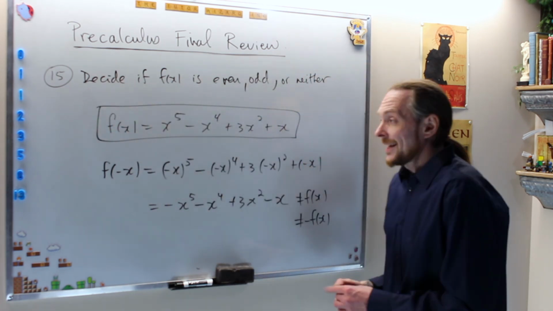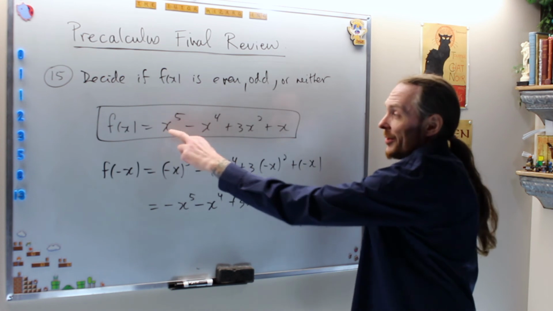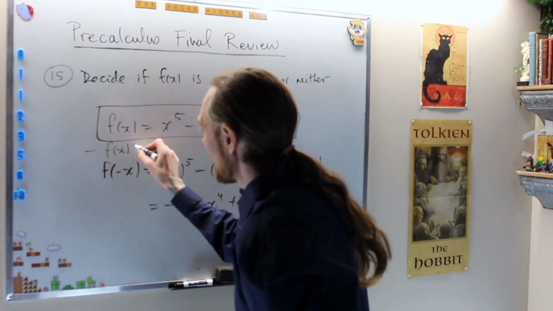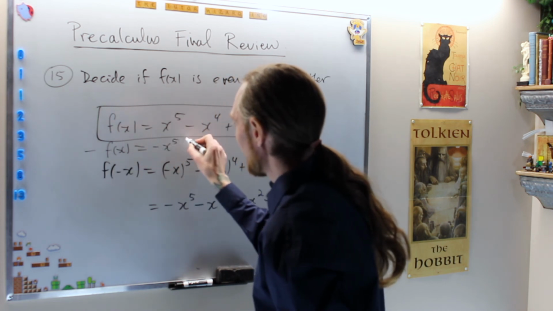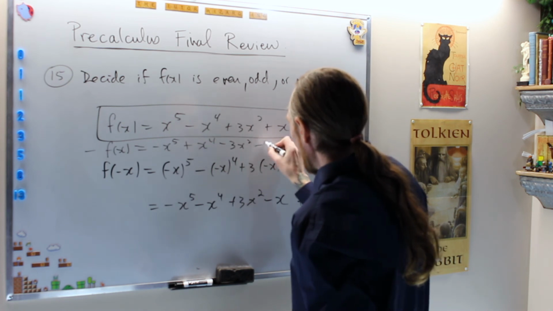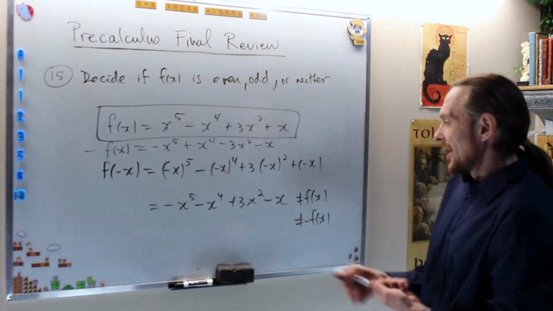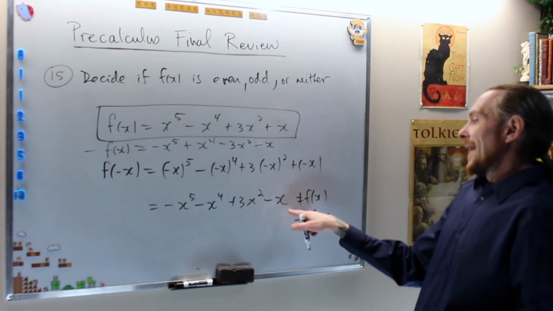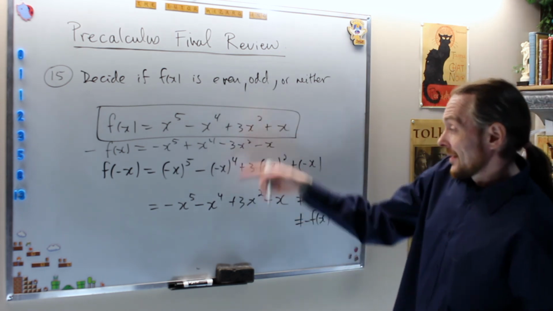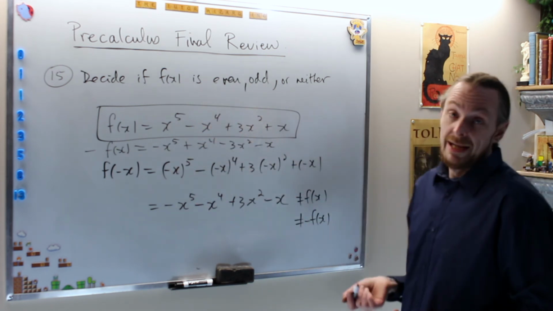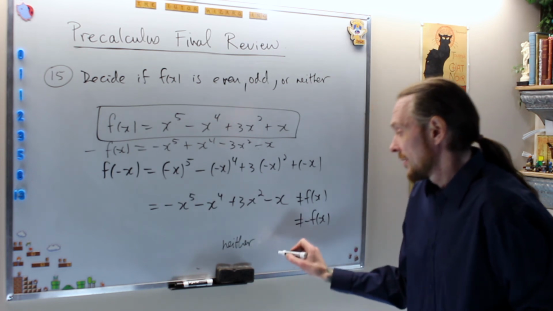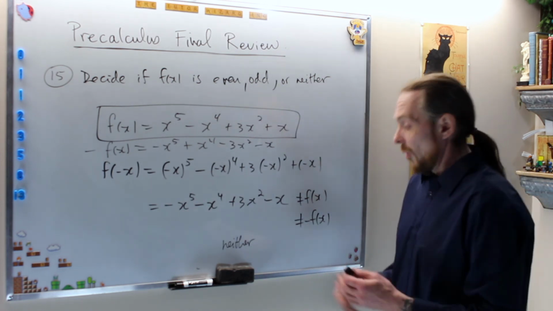If you look at it for a second, f of x has one negative term and 3 positives. And then if I was going to hit negative f of x, what would that look like? It would look like negative x to the 5 plus x to the 4 minus 3x squared minus x. But if you look at where the negatives are, this is definitely not negative f of x, and it is definitely not f of x, because it doesn't match in both cases. So this is neither even nor odd.